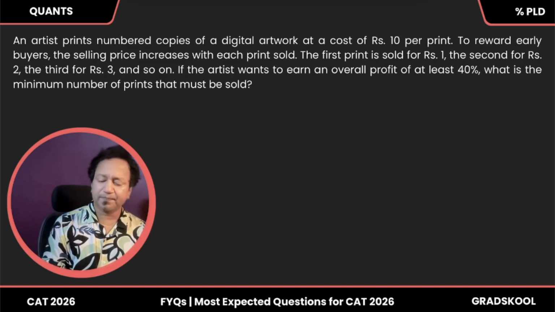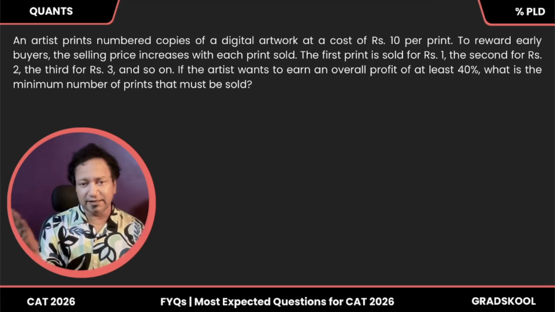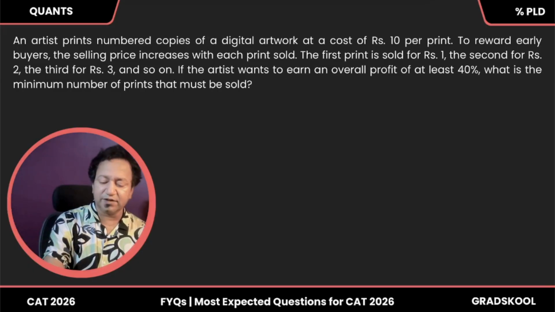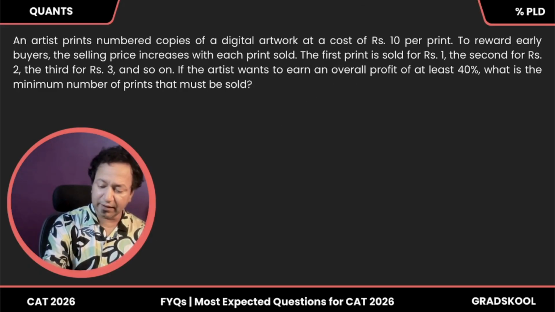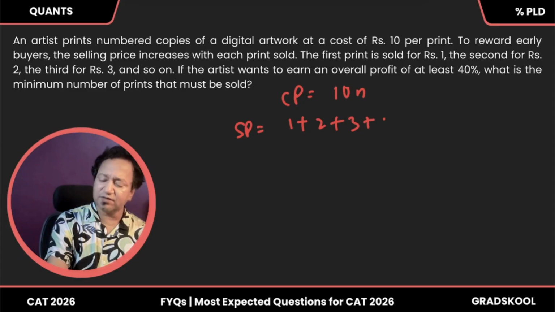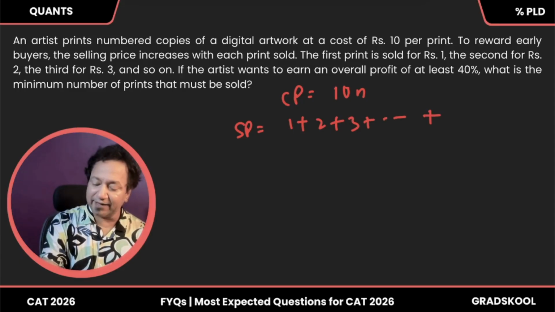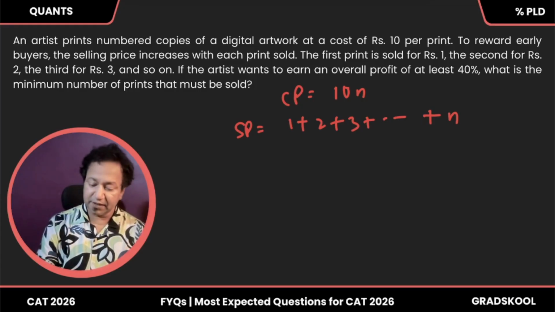Let's say that the number of prints that he should be selling is equal to n. That means the cost price of those n prints will be 10n. I'll use the red ink. So cost price will be 10 times n, and the selling price will be 1 plus 2 plus 3 and so on till n. And he wants a profit of 40%.